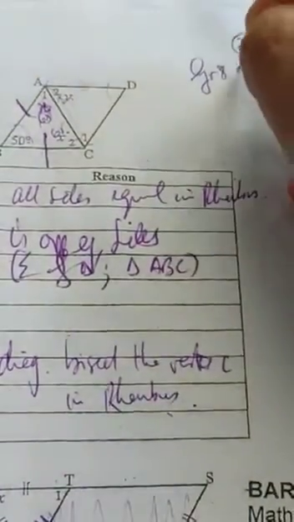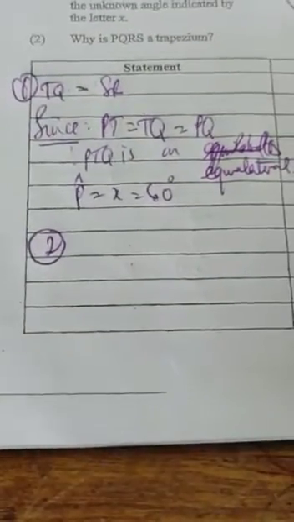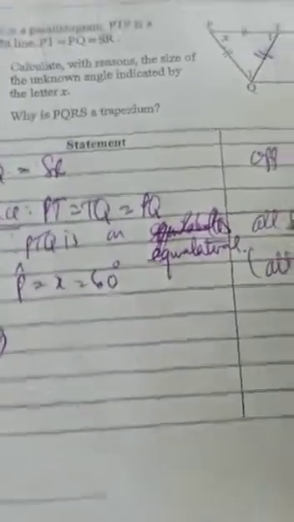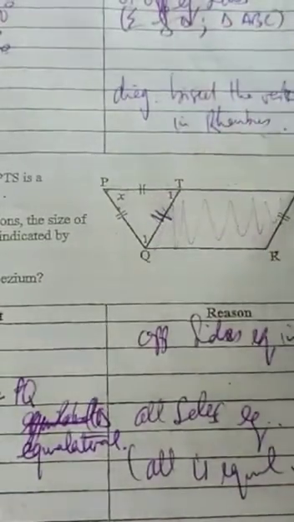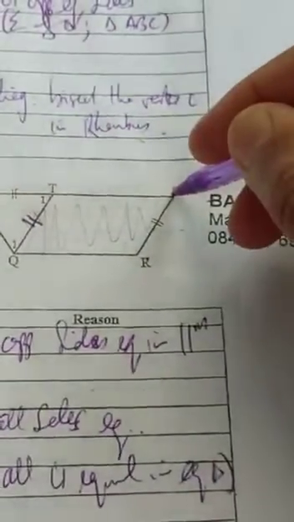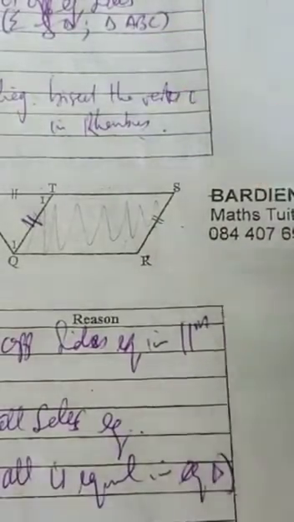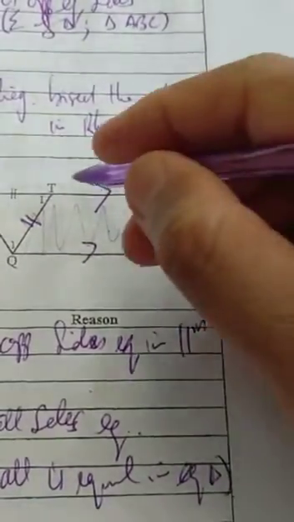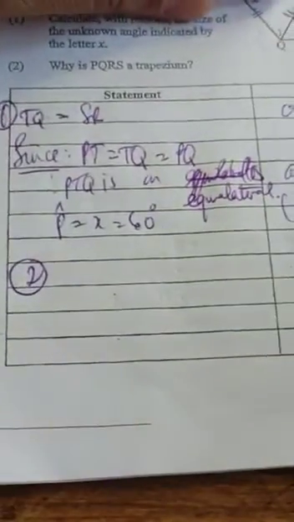Okay, so this is going to be the second part of this video on page 20. So now we are told, why is PQRS a trapezium? So what are the properties of a trapezium? It has one pair of opposite sides that are parallel. We haven't stated that yet, but we know that this line is parallel to that line. TS is parallel to QR. Why? Because it's opposite sides of a parallelogram that are parallel.